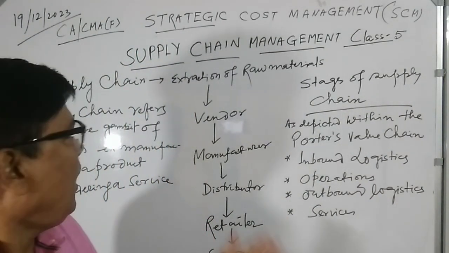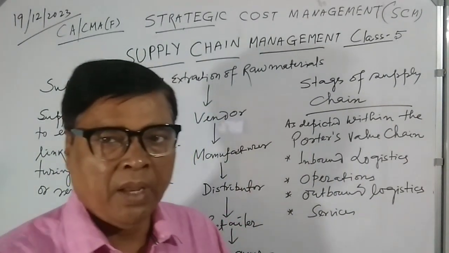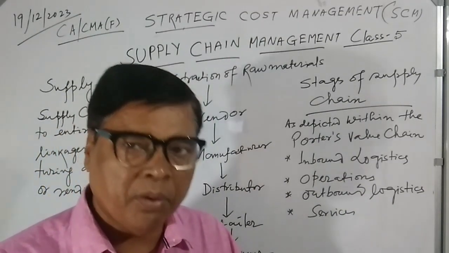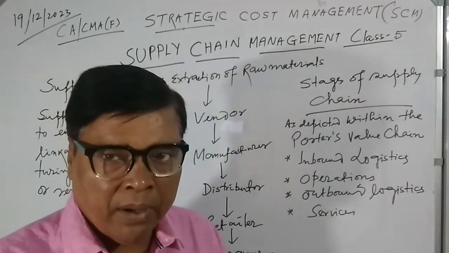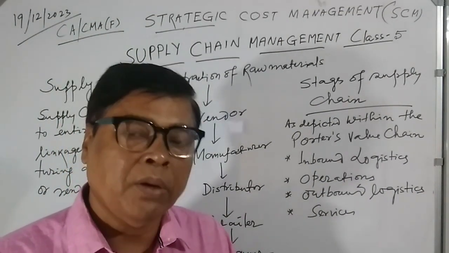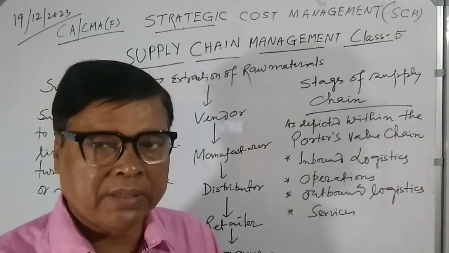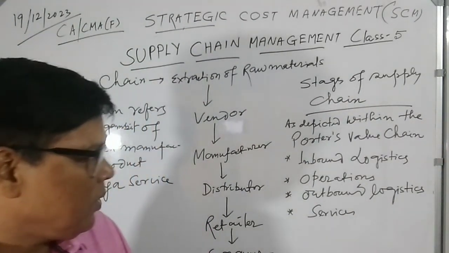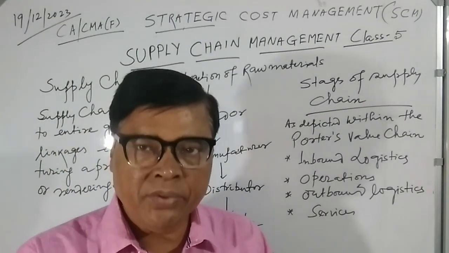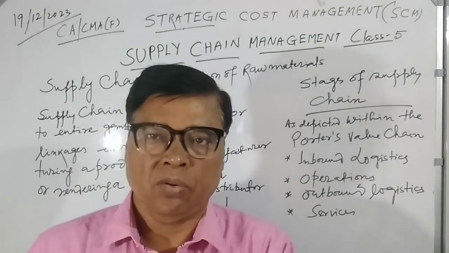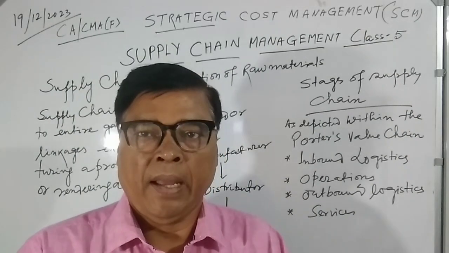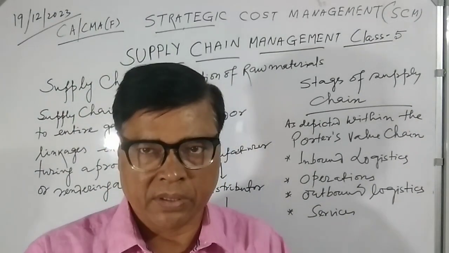You see that under supply chain management, we will not only restrict ourselves to procurement of raw material, inbound logistics and production processes. We will go beyond that. After the production process, we will go for the outbound logistics and services also. That means the entire process, right from procurement till distribution, and going further, after-sale services also.